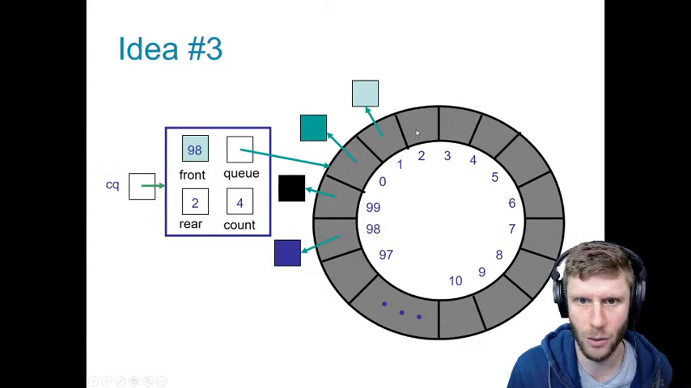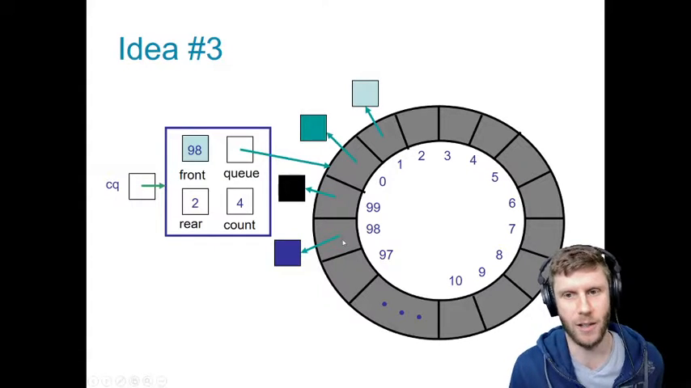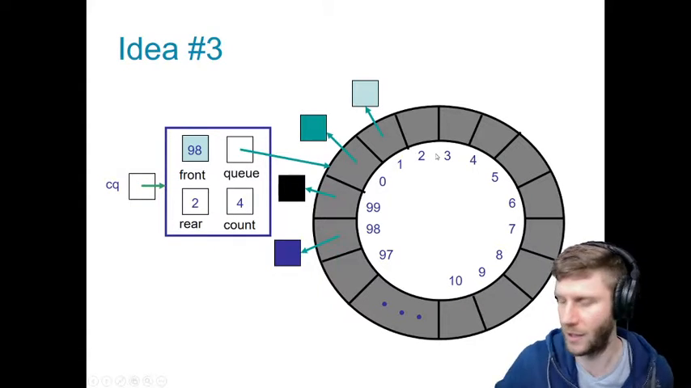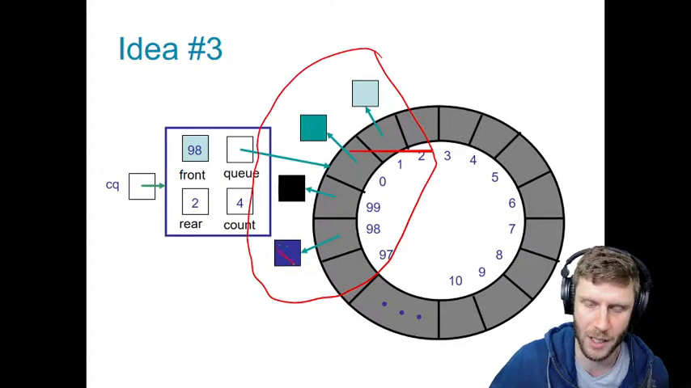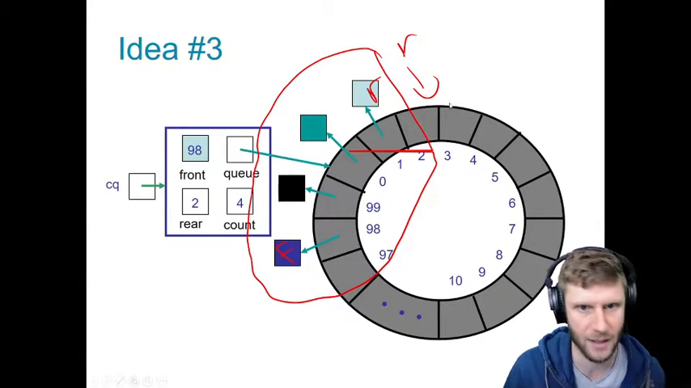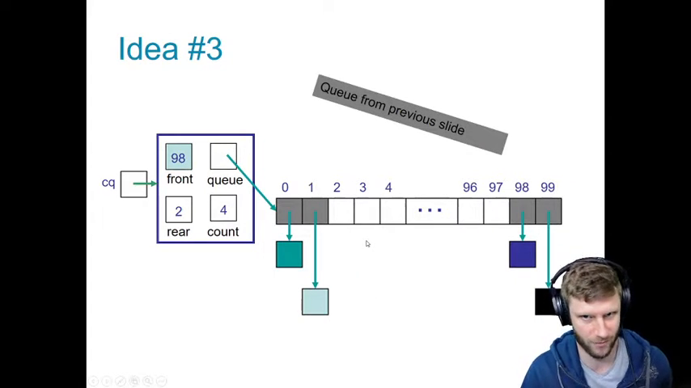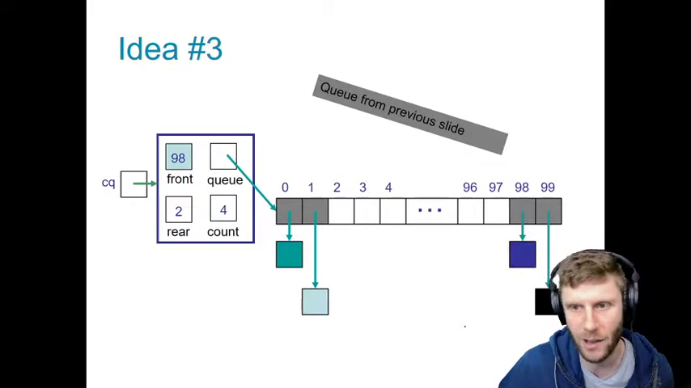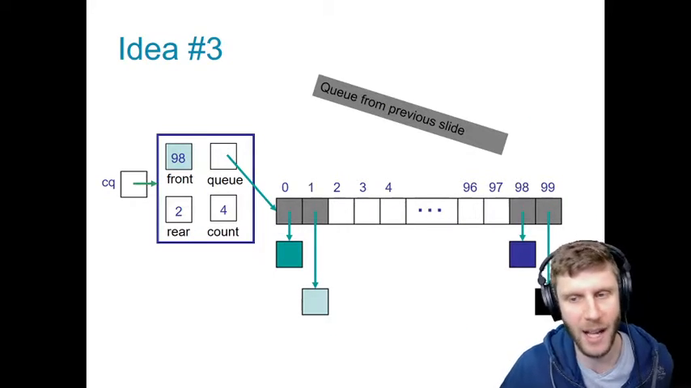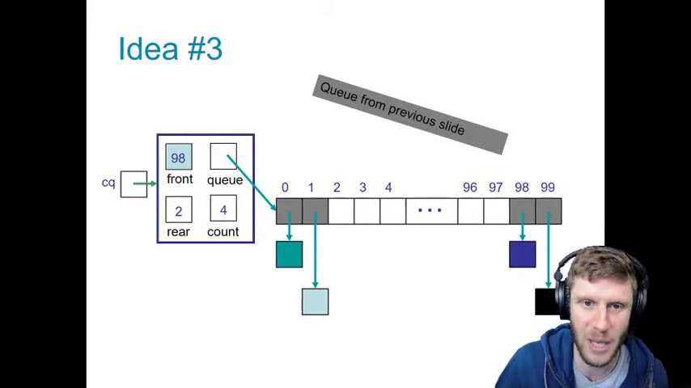Rear is 2, front is 98. So this scenario can happen. The queue only has 4 things in it, and it's from here to here. This is the front, this is the rear, or really this is rear, because this is where we would add next. It's the same idea here. Obviously the array does not loop back on itself, but we can do fancy math to figure out what comes after 99. 0. We can do that.